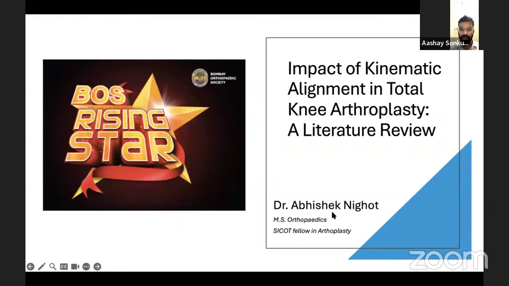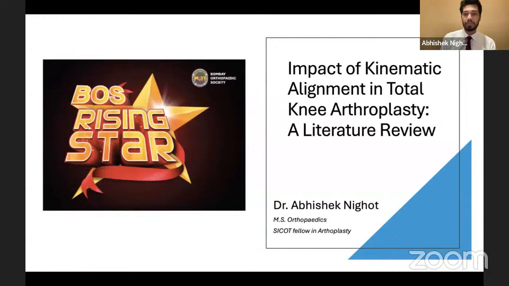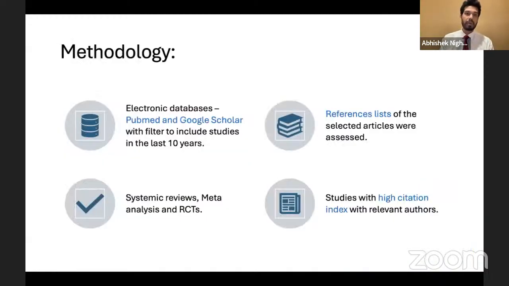Good evening, everybody. It's a pleasure to kick off the BOS Rising Star for 2024. My topic for today is impact of kinematic alignment in total knee arthroplasty. It's a narrative literature review. My methodology would be PubMed and Google Scholar articles with systematic reviews, meta-analyses, and randomized control trials.